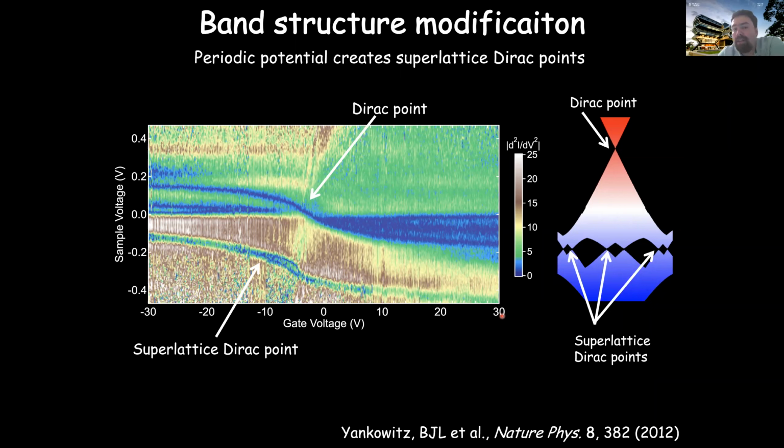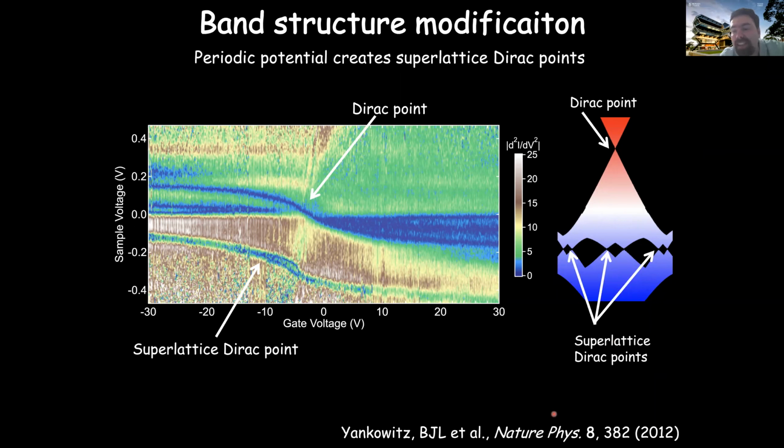Yeah, and you do. There is a gap that opens here at the Dirac point. It's relatively small, on the order of 10 meV or so, but there is a gap that opens at the Dirac point, as well as at these superlattice Dirac points. They're generally smaller. Oh, I see.